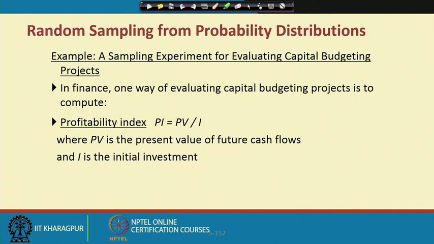One way of evaluating capital budgeting is called the profitability index, right. Profitability index is nothing but the ratio between the present value of future cash flows divided by the initial cash flows, that is, the initial investment. And while doing all these things, you will be connected with probability distributions.